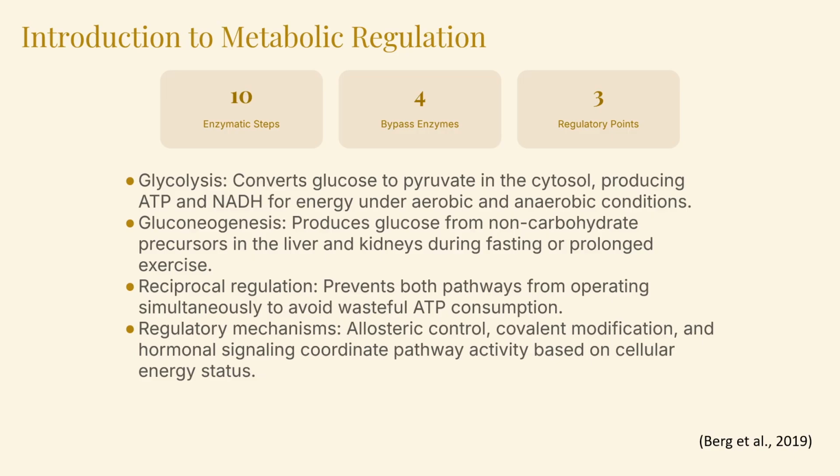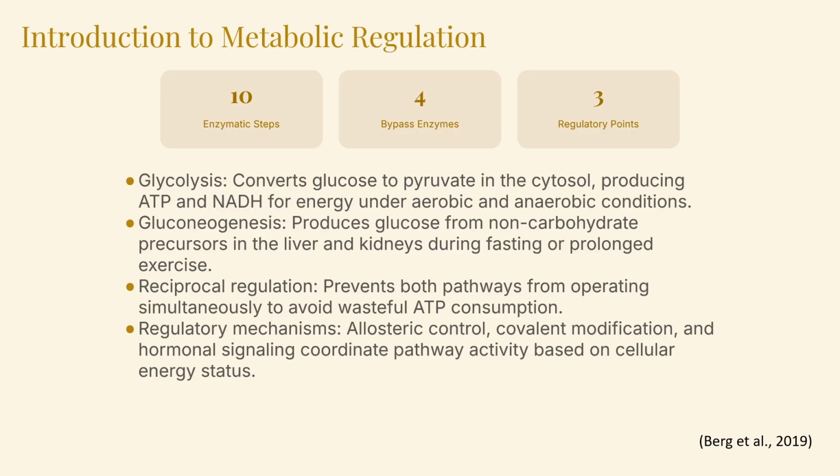Glycolysis is a central metabolic pathway that occurs in the cytosol of all cells. In this process, glucose is broken down into two molecules of pyruvate. During this breakdown, the pathway generates energy in the form of ATP and reducing power in the form of NADH. An important feature of glycolysis is that it can function under both anaerobic and aerobic conditions.